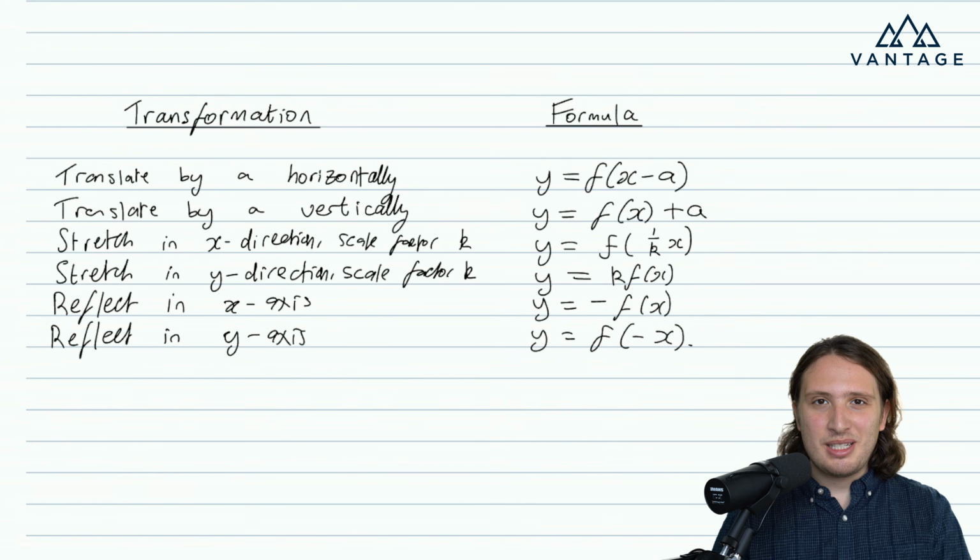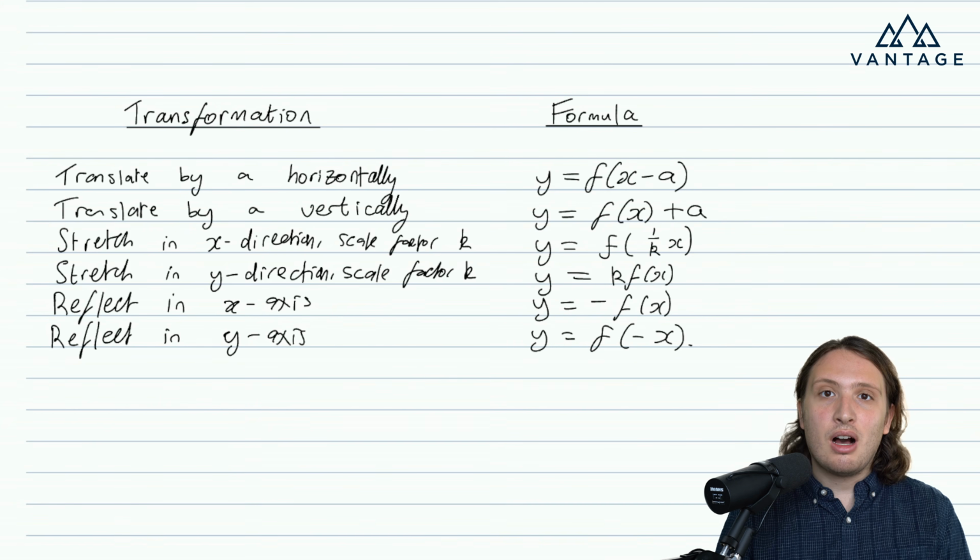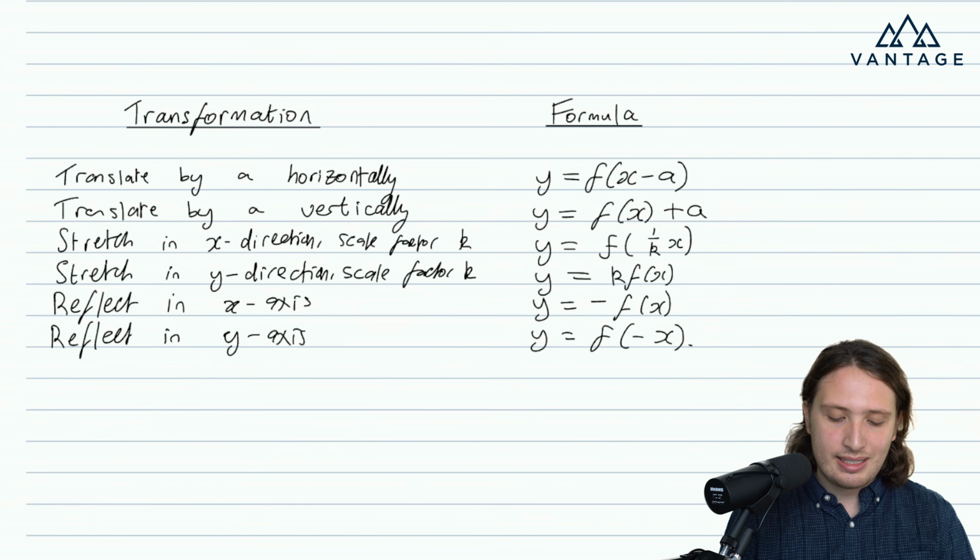The standard treatment of graph transformations given in school goes something like this. We have a set of rules for translations, stretches along the direction of the coordinate axes, and reflection in the coordinate axes. And each of these rules are given as the effect of that transformation on y equals f of x, so a general curve y equals f of x.